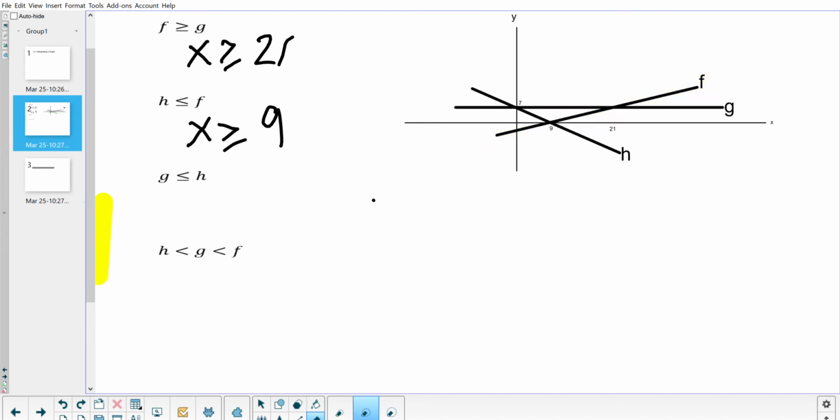So then next, when is g less than or equal to h? Okay, so back to the highlighter. There's g, and this time h. When is g less than h? When is g below h? When is g lower than h? Okay, that's this time going to be on the left side of this intersection point. And it's really confusing.